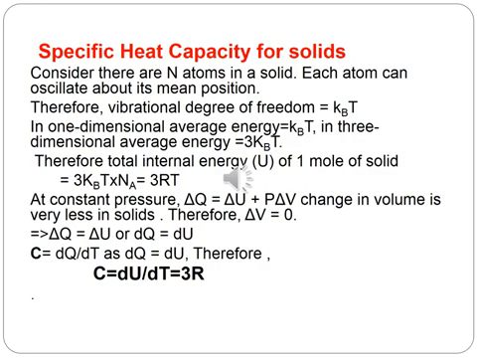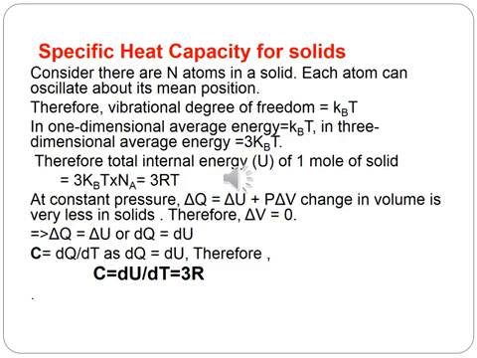In one-dimensional motion, average energy will be equal to kBT, and in three-dimensional, its average energy will be equal to 3 kBT. So, total internal energy U of 1 mole of solid is equal to 3 kBT into Na, which is equal to 3 RT. Then what should be the specific heat capacity at constant volume? It is dU by dT, which is equal to 3R.